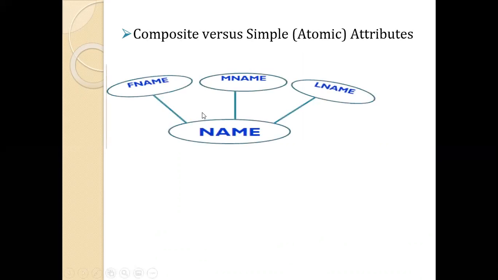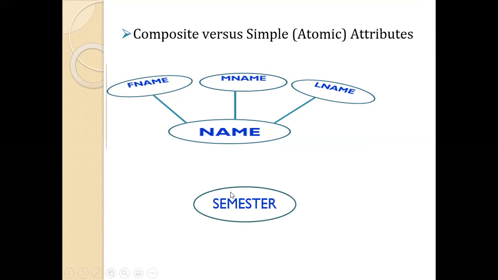For example, if I take a name, name can be divided into first name, middle initial, and last name. Similarly, if I take an address, address can be divided into city, state, country, street number, home number, or apartment number. Again, address can be divided into smaller components. So they are referred to as composite attributes.